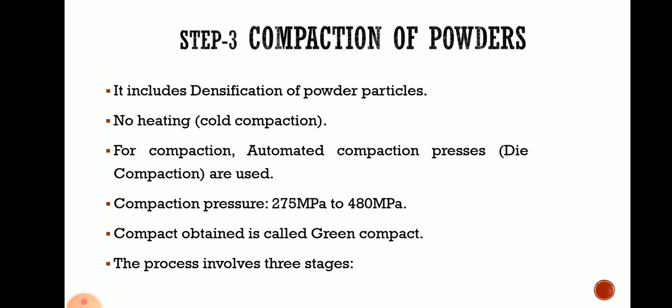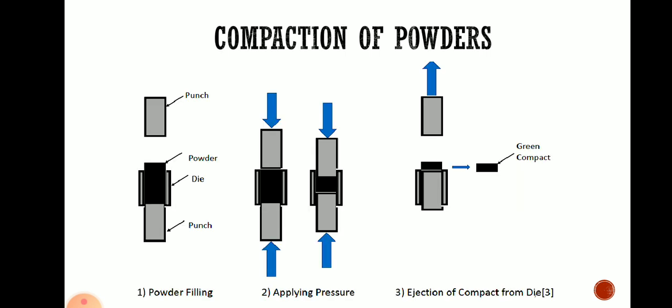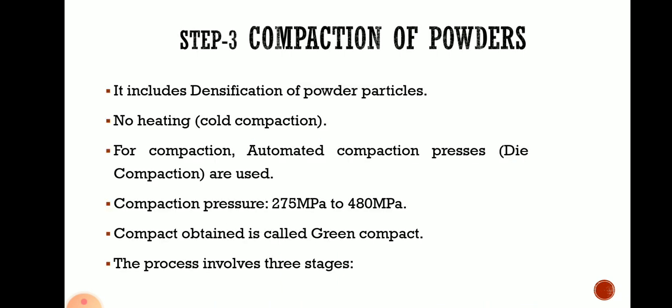For compaction, automated compaction presses or die compaction are used. This process involves three stages as shown in this diagram. First is powder filling, second is applying the pressure, and third is ejection of the component from the die. So through these three stages we will get a green compact.